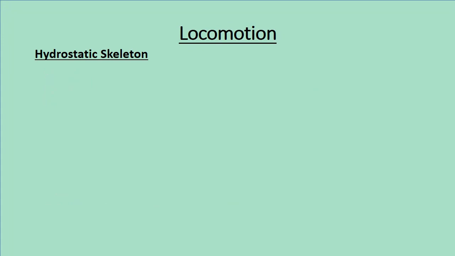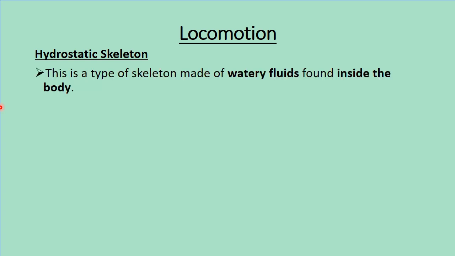Hydrostatic skeleton: the word hydrostatic has this part hydro, which refers to water. So hydrostatic skeleton has to do with fluids. This is a type of skeleton made of watery fluids found inside the body. There is no hard or firm structure, it's entirely made up of watery fluids that make the body of the organism firm.